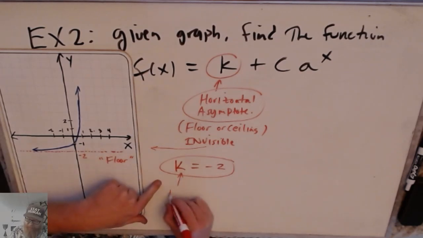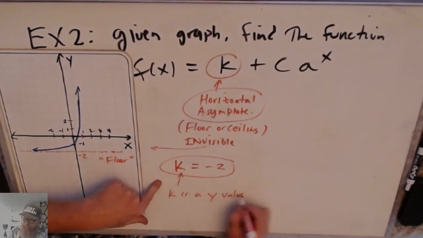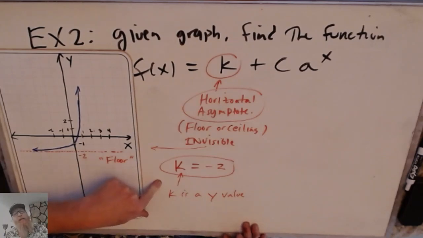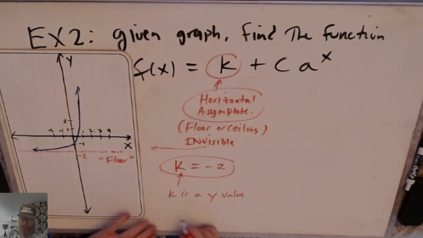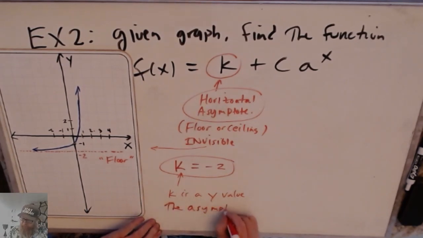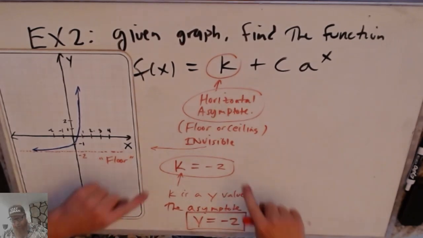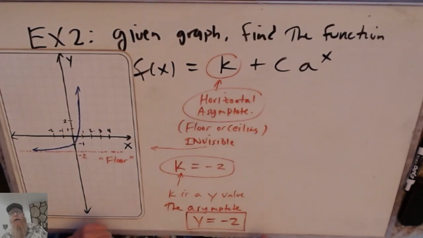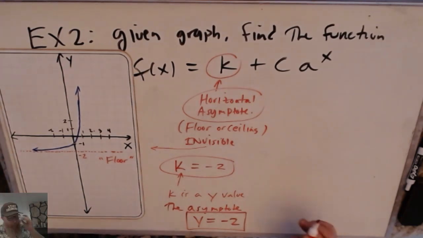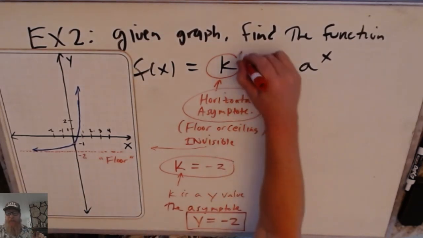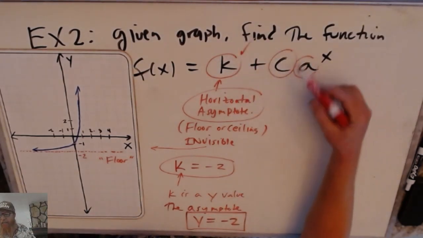I should just mention k is a y value. We don't say y equals -2. We say k equals -2. The asymptote is called y. I know that drives a lot of people nuts. You just called it k, and now you're calling it y. Can't you make up your mind and always call it the same thing? Well, it is a y value. It's a y value that's called k. So, tomato, tomato, right? All right, so there you go. You've got your k. K is done. Check. Now you want to find c and a.